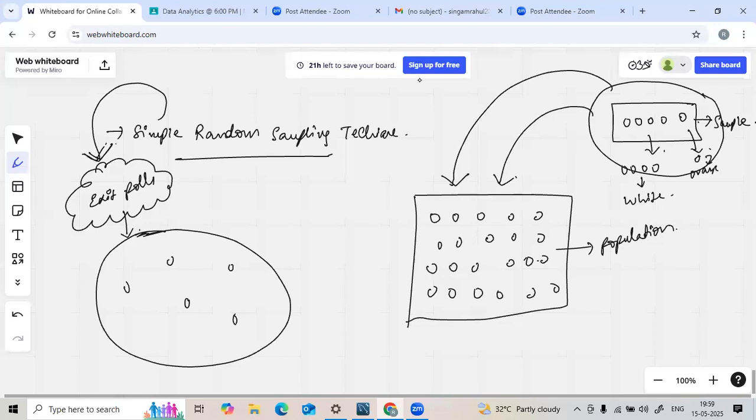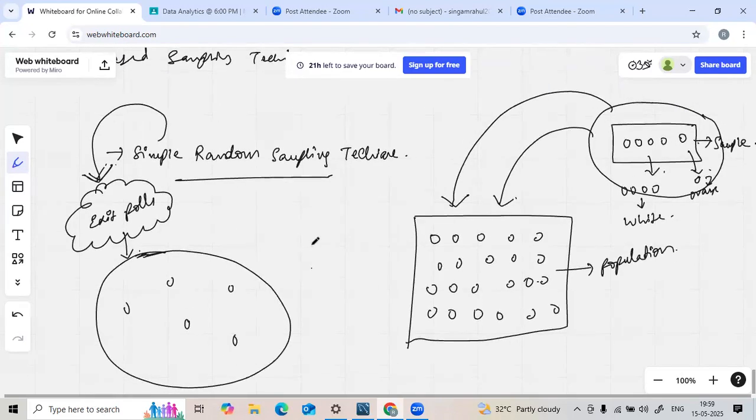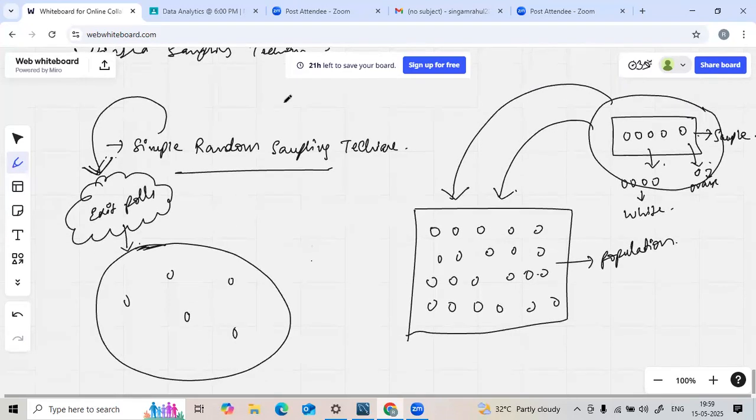Why? Because in your hand, 5 balls are there. Out of 5 balls, 4 balls are white only. So in most cases, the majority of the balls in that bucket will also be available in white color. Clear? Any doubts in this, guys? Simple random sampling technique.